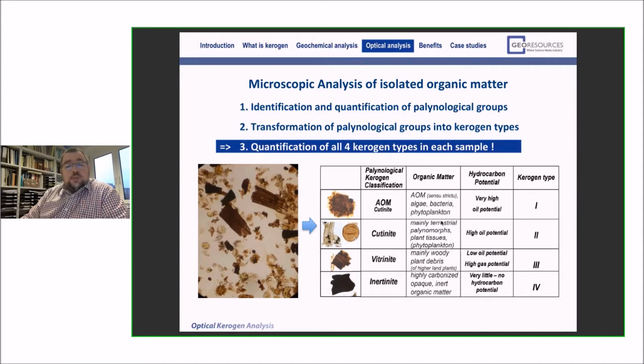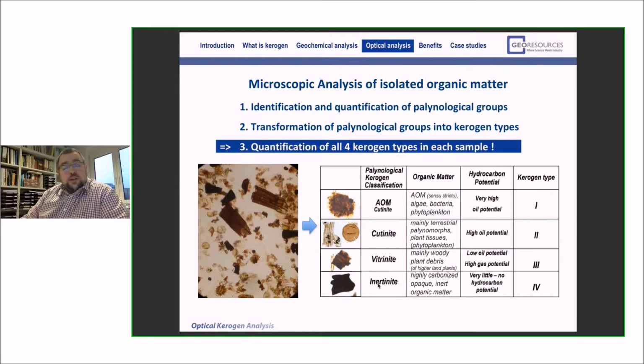We see the different types of organic matter that are part of the 4 groups, and these groups correspond to the 4 kerogen types. So we can transfer the quantities of these 4 palynological groups into quantities of the different kerogen types, kerogen type 1, 2, 3, 4. Therefore, we see the different quantities for the different hydrocarbon potential: how much is very high oil potential, how much oil potential, gas potential, or no potential.